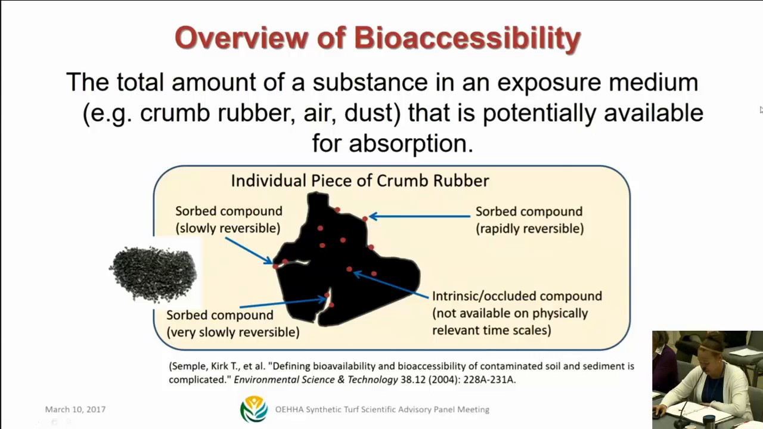So first we'll start by defining bioaccessibility. Bioaccessibility is the total amount of a substance in an exposure medium that's potentially available for absorption into the body. For this study, we're going to be talking about crumb rubber, air, dust particles associated with crumb rubber. And this little illustration on the bottom shows where chemicals can potentially be located on crumb rubber. So we can have chemicals on the outside that are available for absorption, and as crumb rubber moves through the body and could possibly be degraded, you can have chemicals migrating from the inside to the outside and become available for absorption.